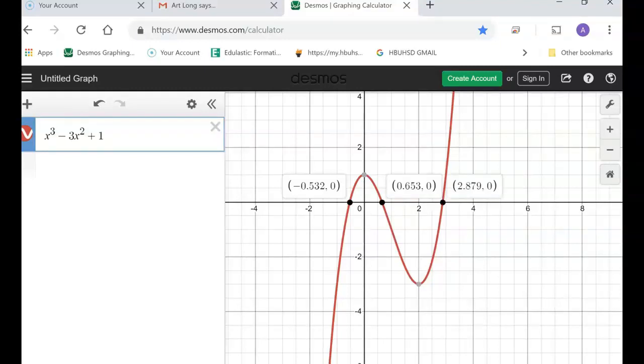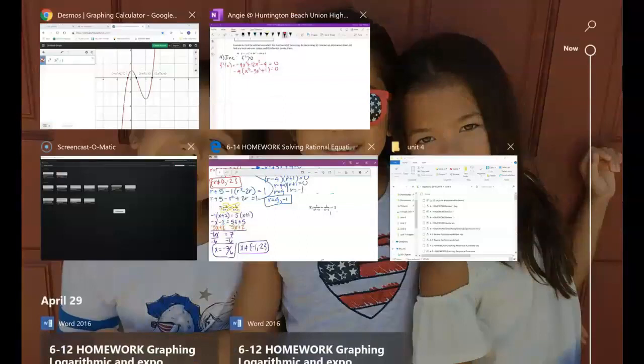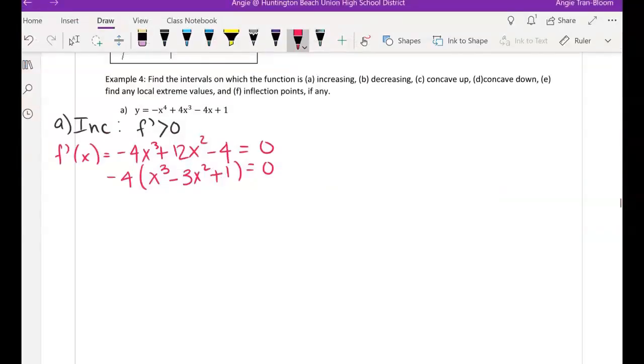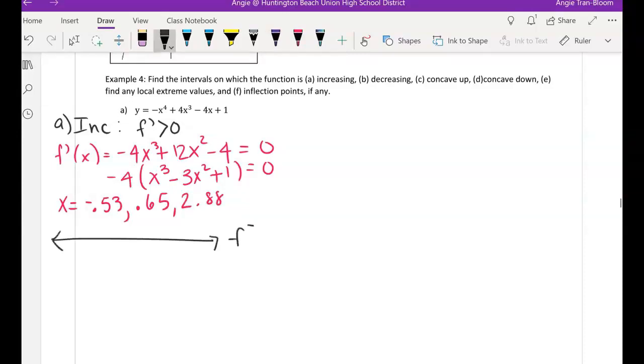Okay, so now go back to my, come on, it's not doing it. There you go. So based on decimals, I have 3 zeros. x is negative 0.53, 0.65, and 2.88. I'm a visual learner, so I am going to draw a number line and see where the derivative goes. Negative 0.53, 0.65, and 2.88.